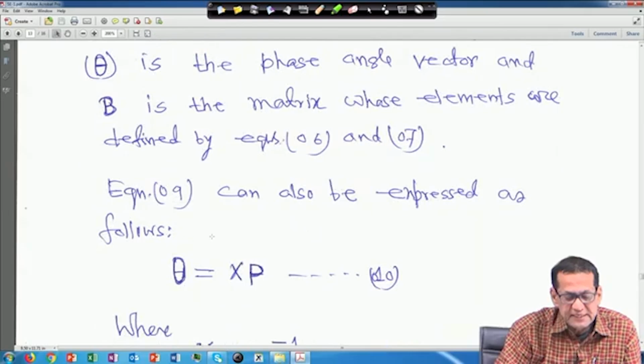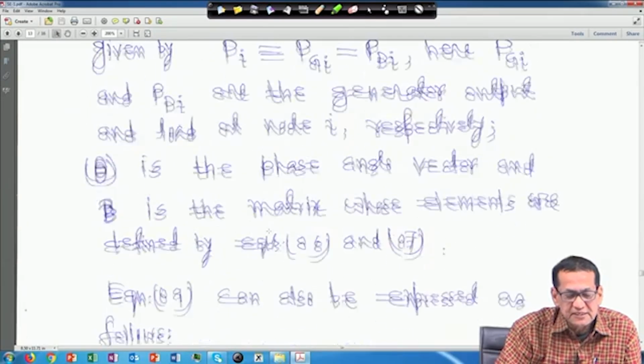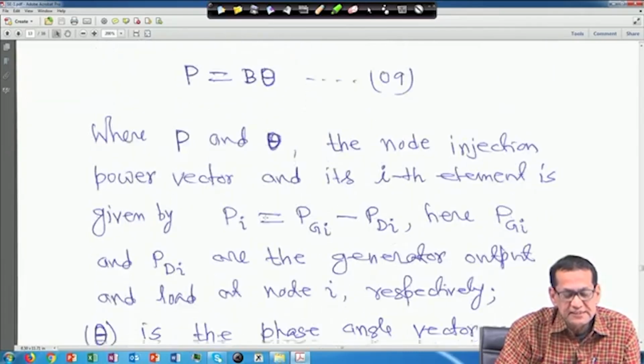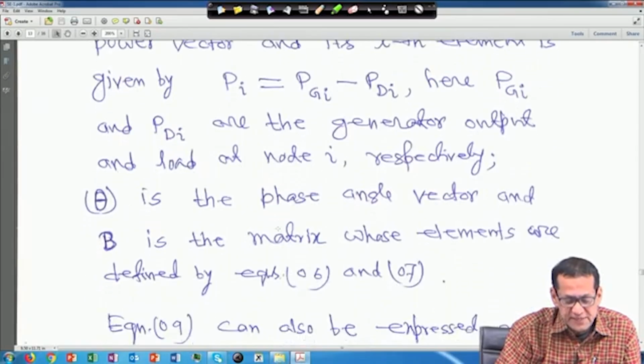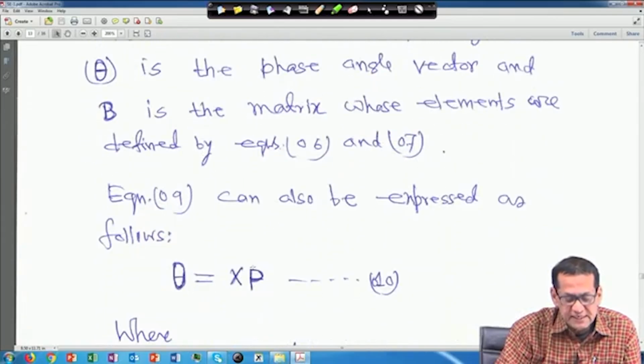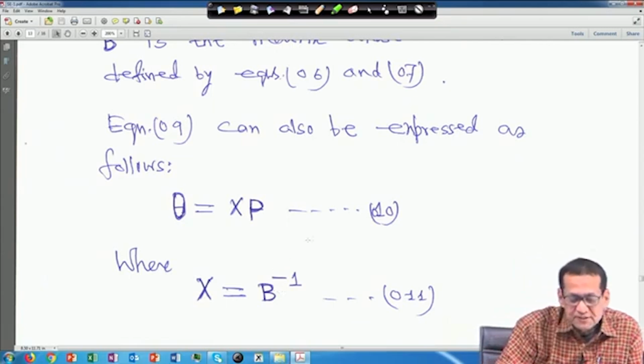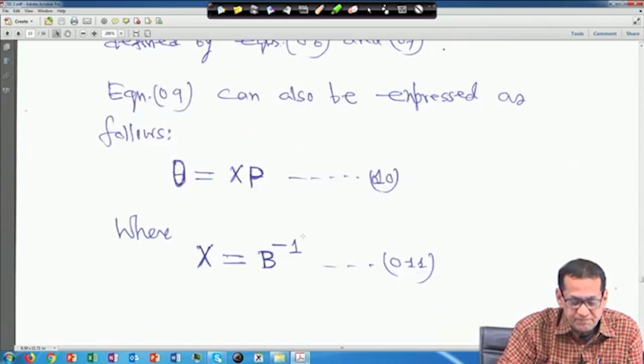Then we can write, from the above equation, P is equal to B theta. So theta is equal to, you are writing, x is equal to nothing but B inverse P. So, this is equation 10 and this is equation 11.